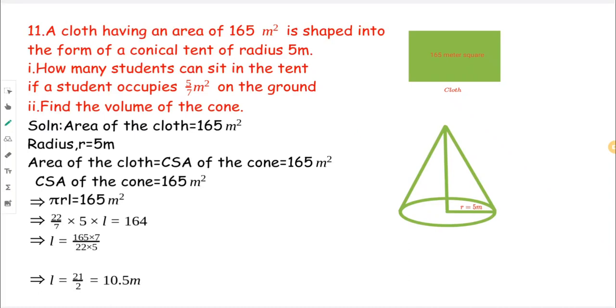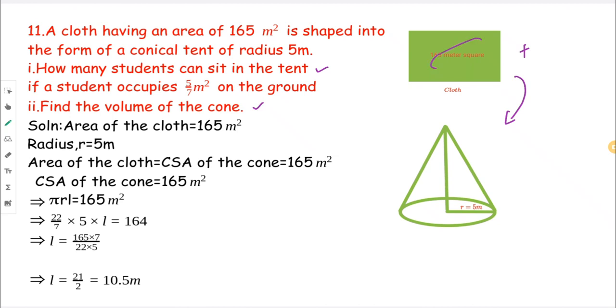Alright, so question number 11, the last one. A cloth having an area of 165 meters square is shaped in the form of a conical tent of radius 5 centimeter. So this is a cloth here. What has happened to this cloth? It has turned into a cone of radius 5 centimeter. Find how many students can sit. If a student covers 5 by 7 meters square on the ground, find also the volume of the cone.